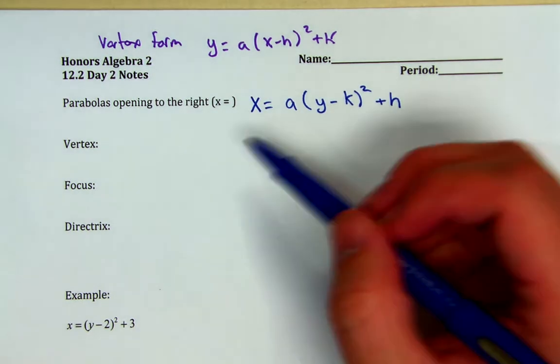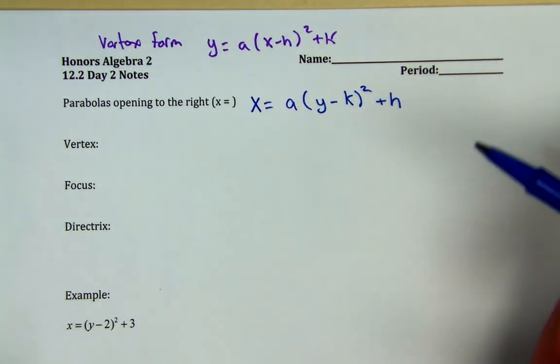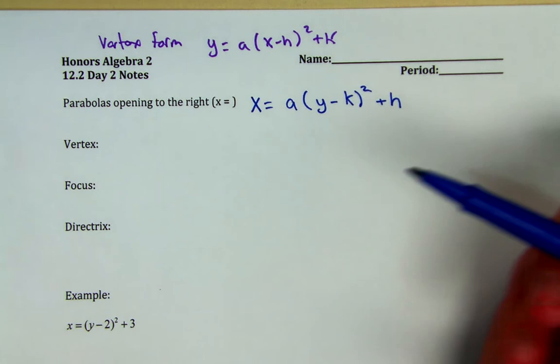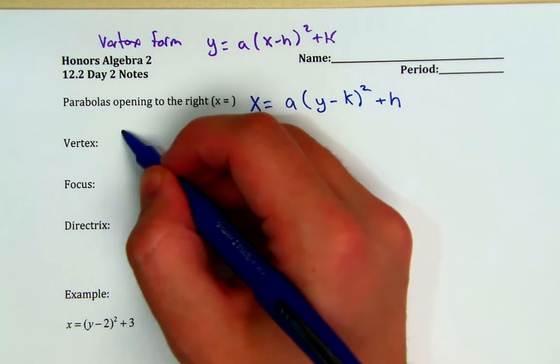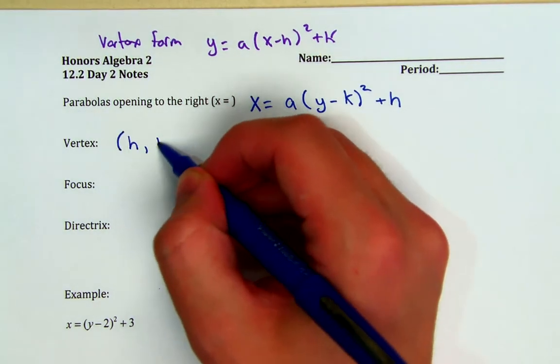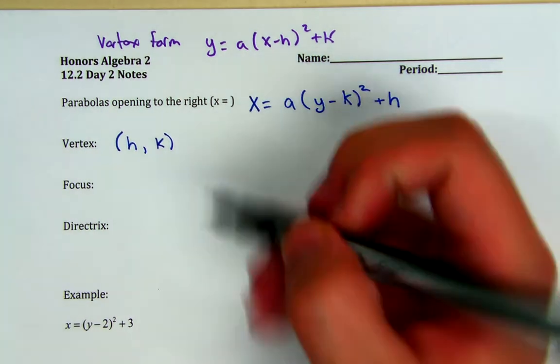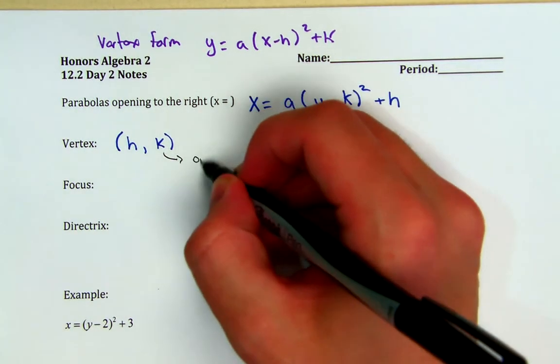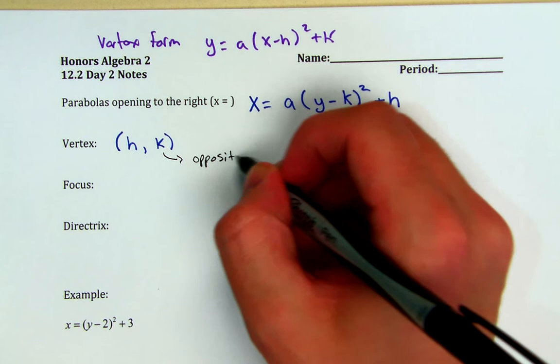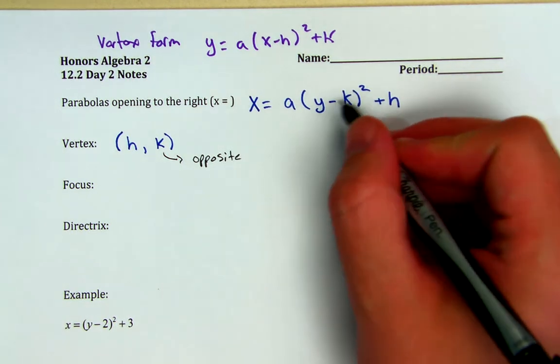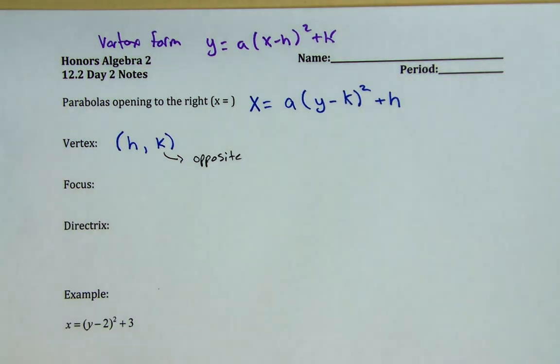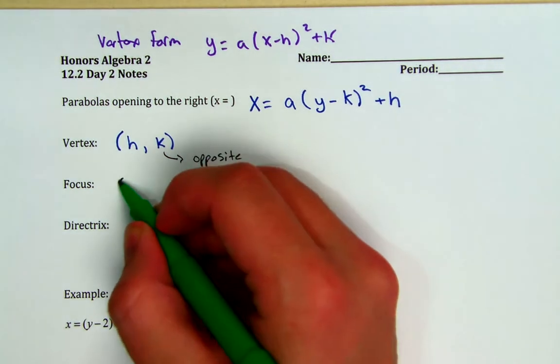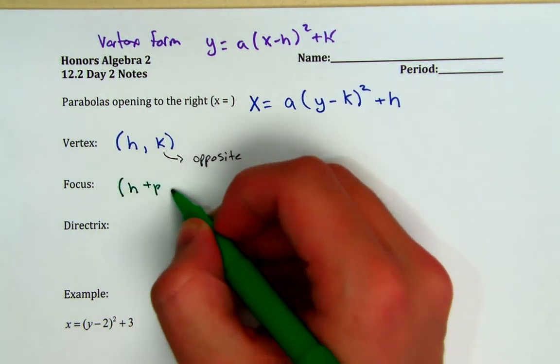If you were to subtract h, square both sides, that kind of thing, you would get to the other equation. So the vertex is still going to be (h, k), but you need to be careful here where k is the opposite. Just like how h was the opposite of what it was there, k is going to be the opposite one now. Recall that our focus before was (h, k plus p). Now we're going to do (h plus p, k).